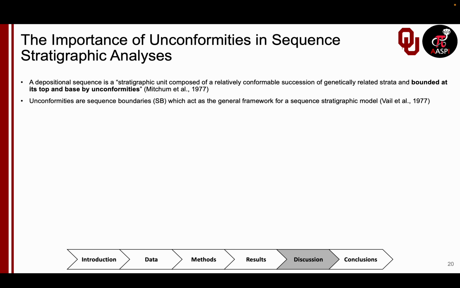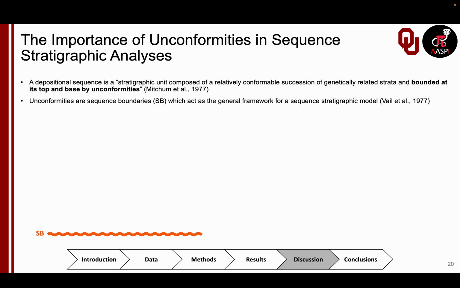now we want to know, why do we care about these unconformities in the first place? Well, unconformities are very important in sequence stratigraphic analyses, which is what we're about to get into. So first, we should define a depositional sequence, which is a stratigraphic unit composed of a relatively conformable succession of genetically related strata, and here's the important part, bounded at its top and base by unconformities. So, in a way, unconformities act as sequence boundaries, and are the general framework for a sequence stratigraphic model. Okay, so let me show you what that looks like in a little visual cartoon here.